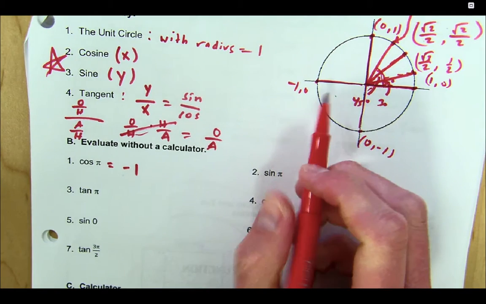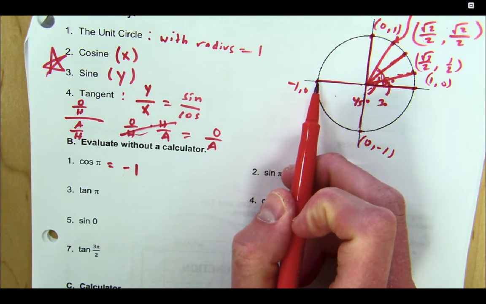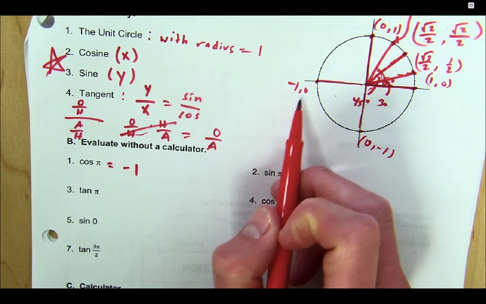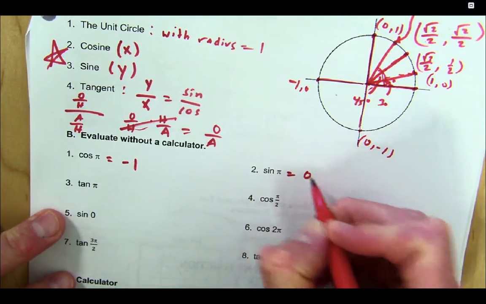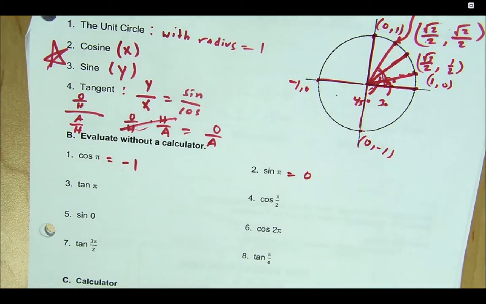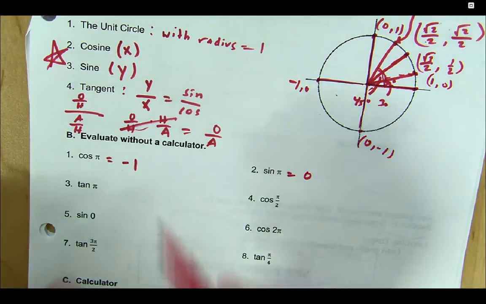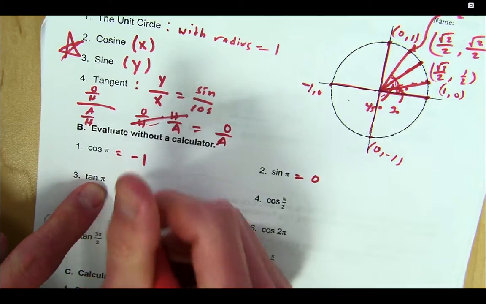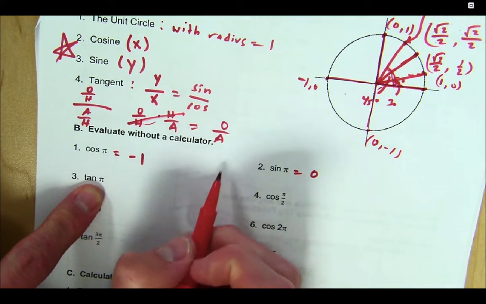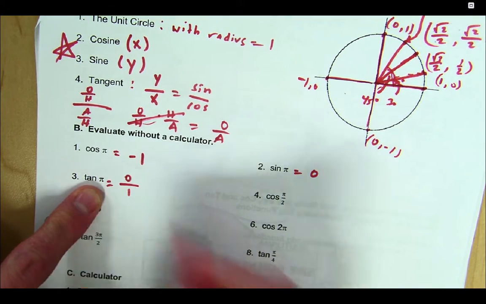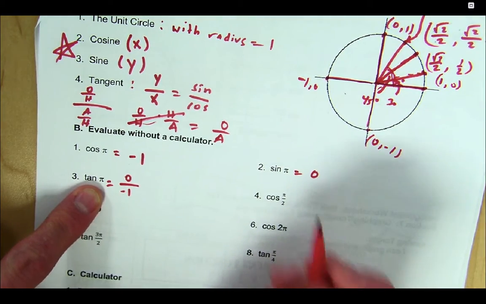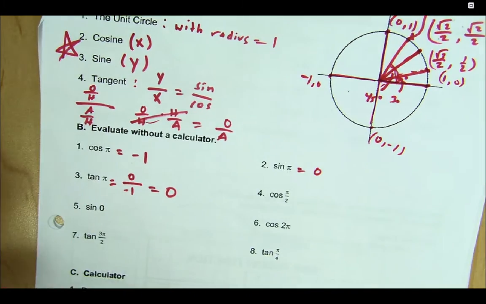Similarly, sine of pi. Now you're here, still at pi, but now you're looking for the sine, which is the y value. So the y value there is 0. The tangent of pi, remember tangent is sine divided by cosine, y over x. So the y value is 0. The x value is -1, and 0 divided by -1 is 0. So the tangent of pi is 0.